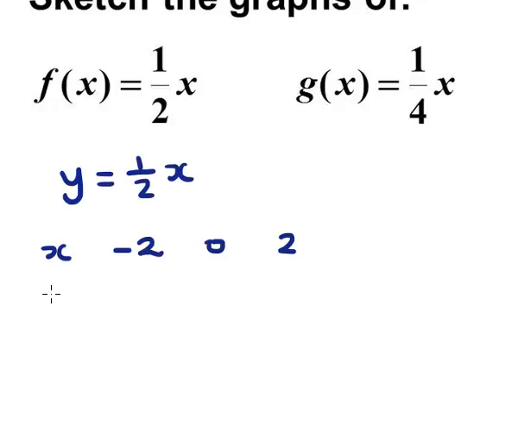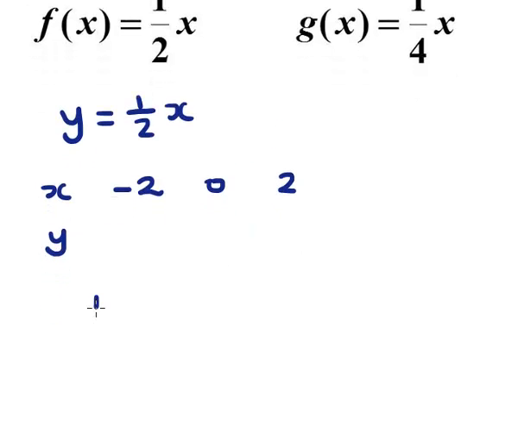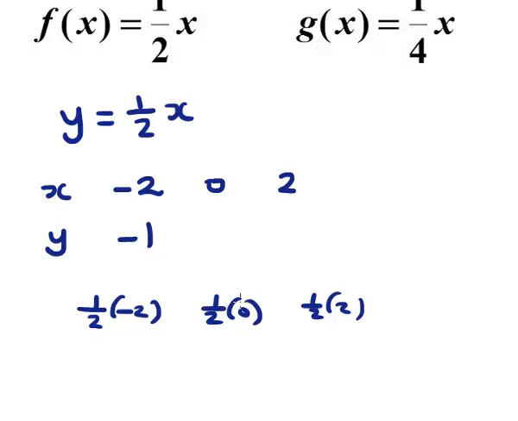Okay, so let's have a look. What would the y values be? Well, what is a half if you plug in negative 2, or a half if you plug in 0, or a half of 2? The range values work out beautifully. Minus 1, half of 0 is 0, and half of 2 is 1. So there are your y values, which is rather nice.